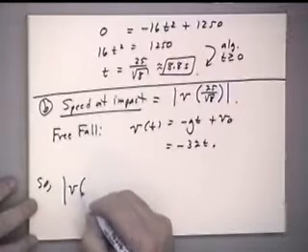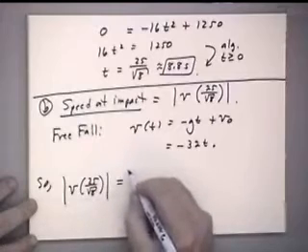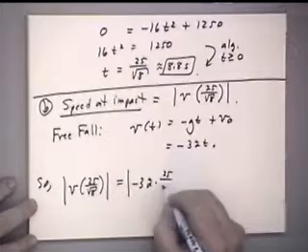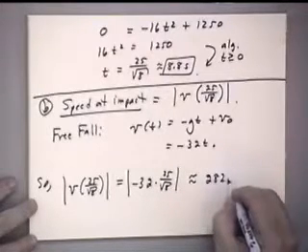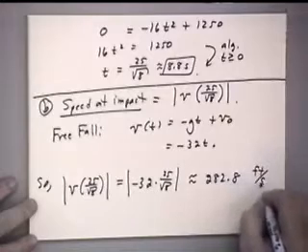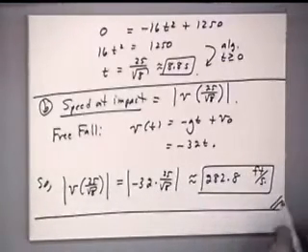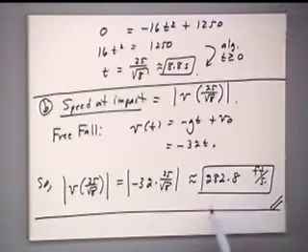So the velocity at 25 over the square root of 8 in absolute value will be the absolute value of minus 32 times 25 over the square root of 8, and that turns out to be 282.8 feet per second. And if you want to make this interesting for yourself, translate that into miles per hour, and you'll see just how fast that penny is going when it actually hits the ground.